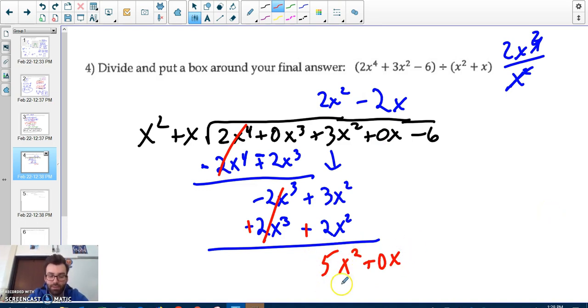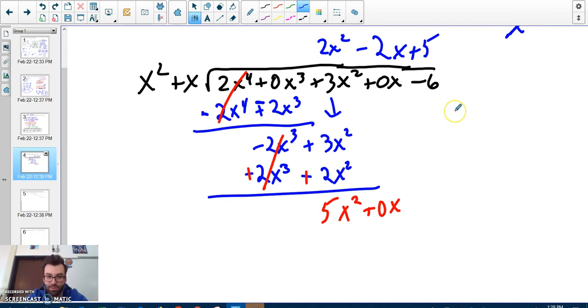What am I going to have to multiply to x squared to cancel out with 5x squared? You guessed it, 5. A positive 5. Again, I could use this method as well. 5 times x squared gives me 5x squared. 5 times x gives me 5x. Change my signs.